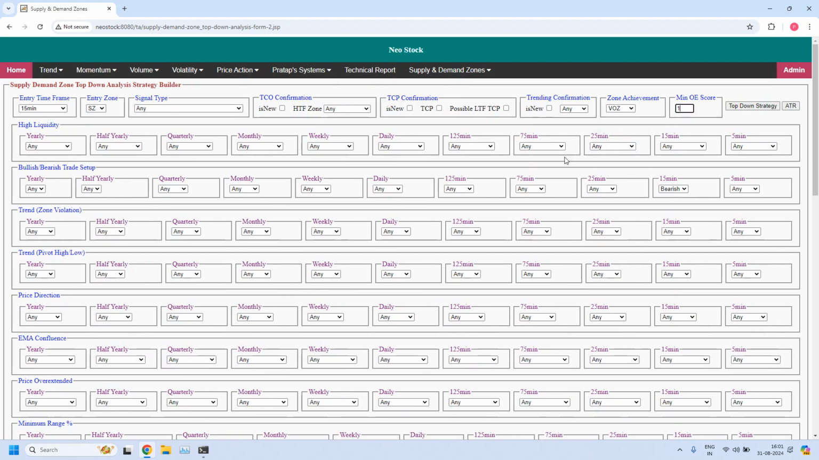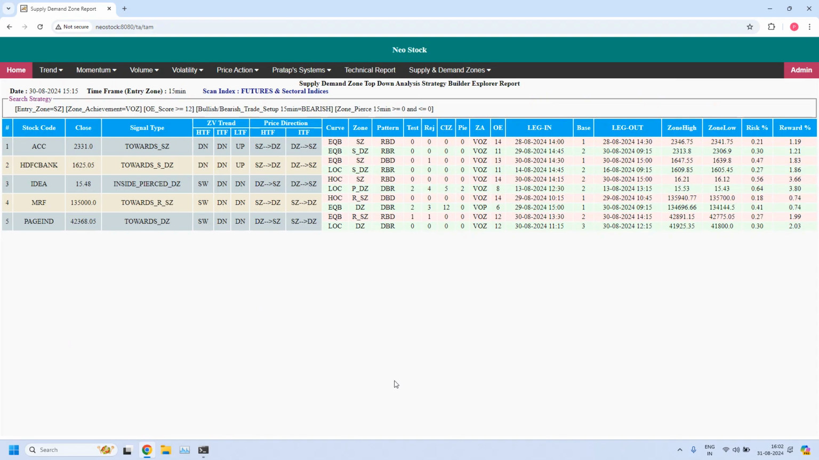Minimum odd enhancer score is 12. All the 3 filters are applied to 15 minute supply zone. Now let's filter the stocks. 5 stocks are filtered. These 5 stocks are currently supporting bearish trade setup for daily income trade.